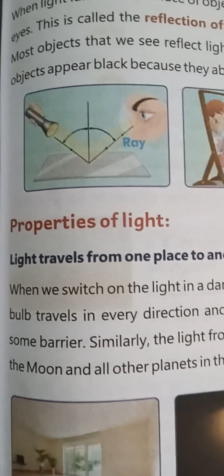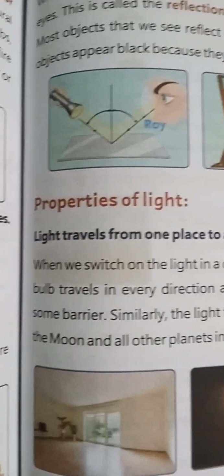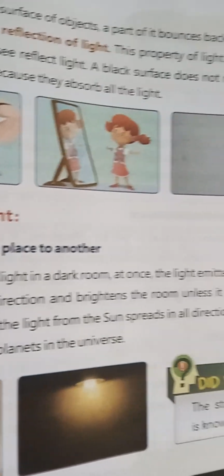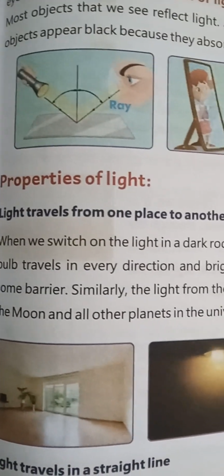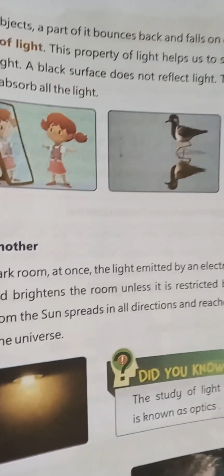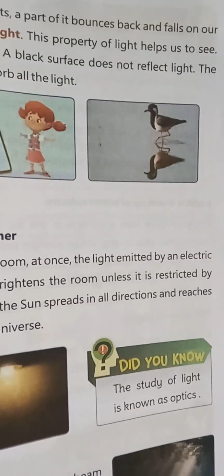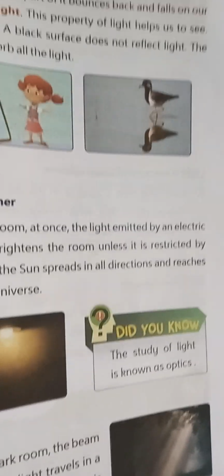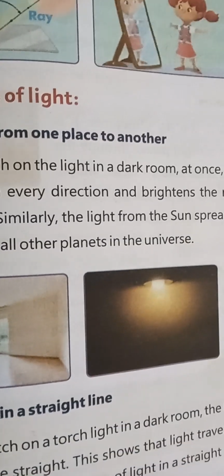Properties of light. Light travels from one place to another. When we switch on the light in a dark room at once, the light emitted by the electric bulb travels in every direction and brightens the room unless it is restricted by some barrier. Similarly, the light from the sun spreads in all directions and reaches the moon and all other planets in the universe.